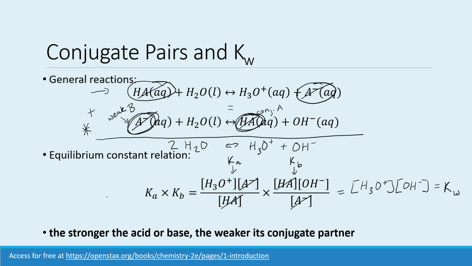Okay, and so you get this overall expression that Kw is equal to the multiplication of your acid and your base ionization constants. And so because they are inversely related, just like pressure and volume in our gas laws, if one goes up, the other must go down. And so the stronger the acid, the weaker its conjugate base will be. Or the stronger the base, the weaker its conjugate acid will be.